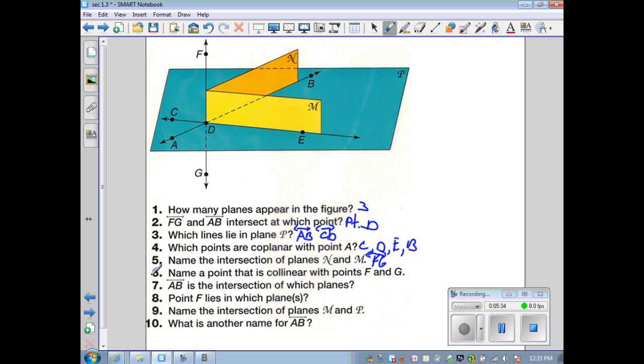6, name a point that is collinear with points F and G. Recall, collinear has a definition of all points contained on the same line. What point is also contained on the line of F and G? That would be point D.